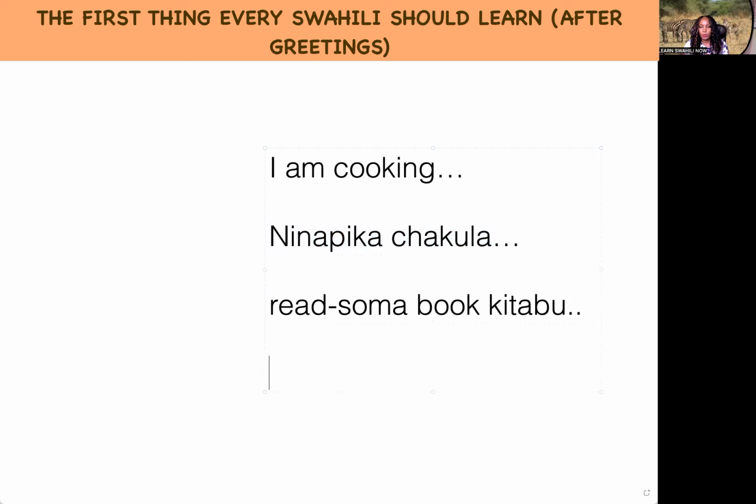Okay, so here we want to say, I am reading a book. Now, what do we say? We remember it's ni, and then present tense, na. So just like that, we have eliminated the need to remember that. And then we now know the word for read is soma and kitabu. Ninasoma kitabu. So having the fundamentals allows you to mix and match all of these particular things.